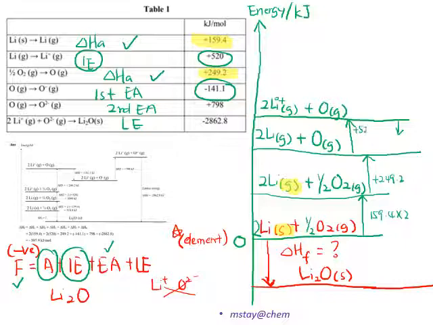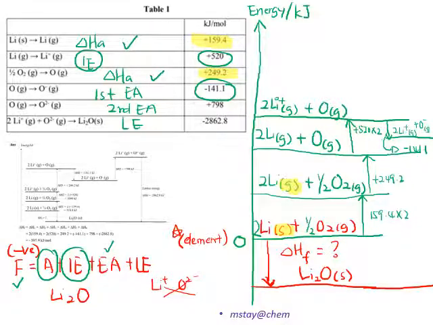Positive 520 times 2 is maintained over here. Then this one now here is like this: 2 moles of gaseous lithium ions we maintain over here because nothing happened to them. And then for the next one, because the oxygen will get 1 mole of electron, so it will be plus O negative gas. And for this one, the value is negative 141.1.